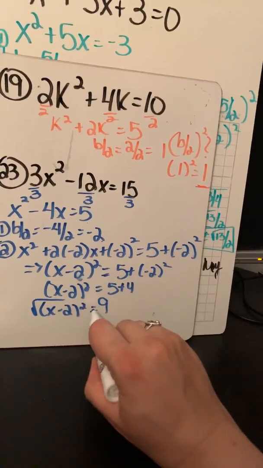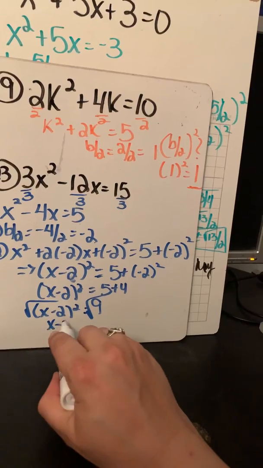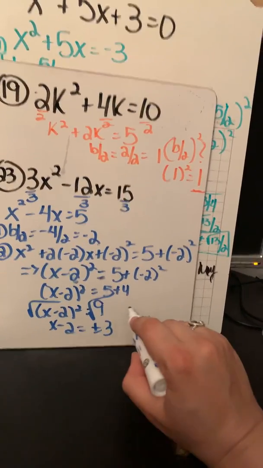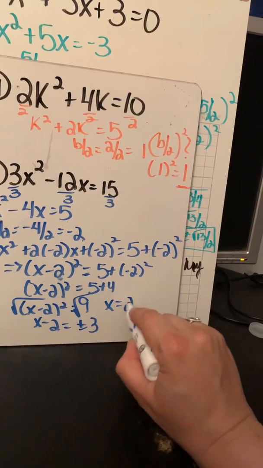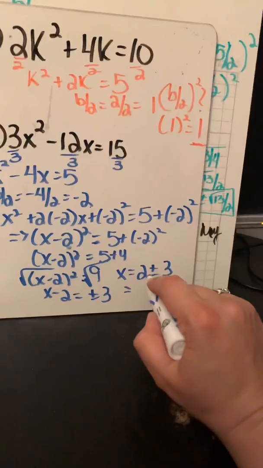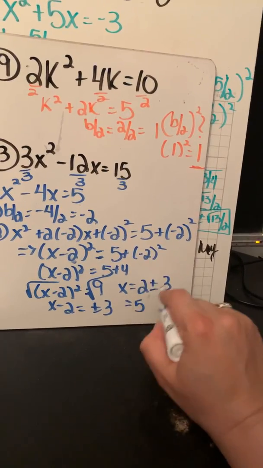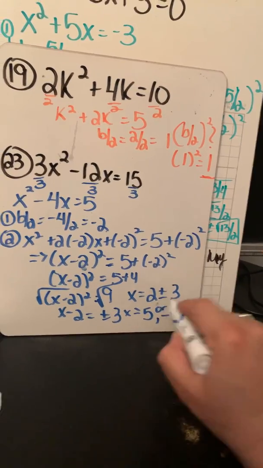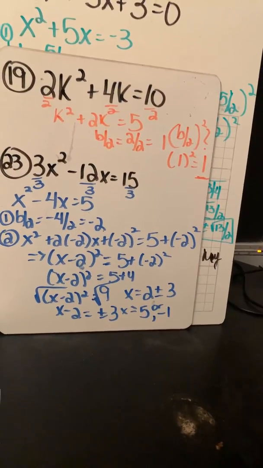Take the root. x − 2 = ±3. Add your 2 over. So I've got x = 2 ± 3. Well, what's 2 plus 3? 5. What's 2 minus 3? Negative 1. x equals 5 or negative 1.